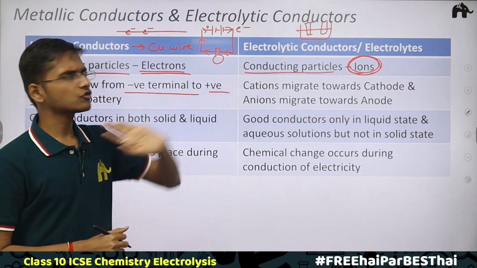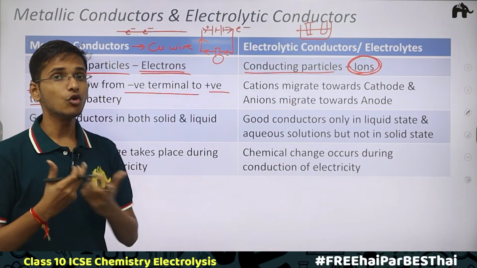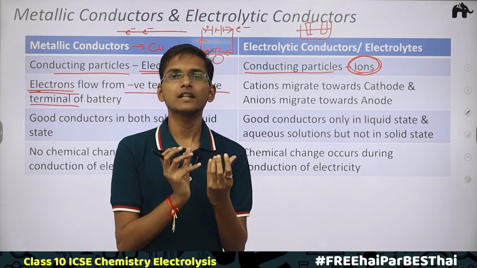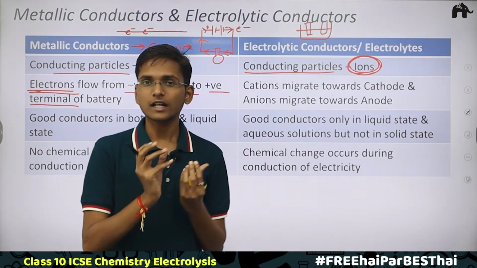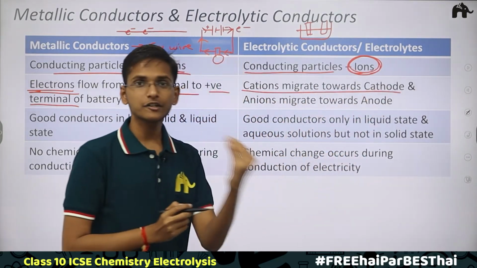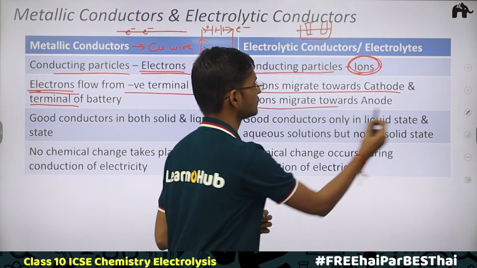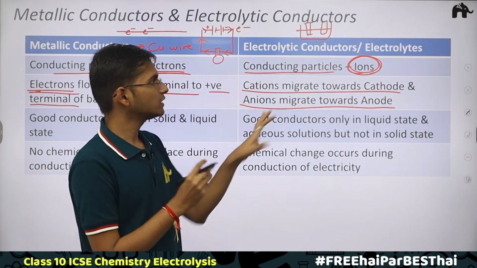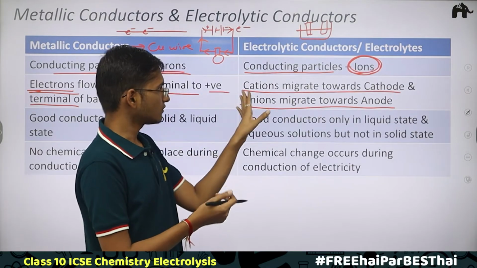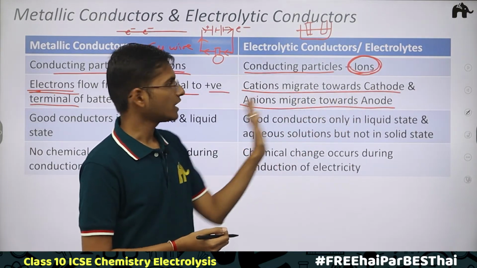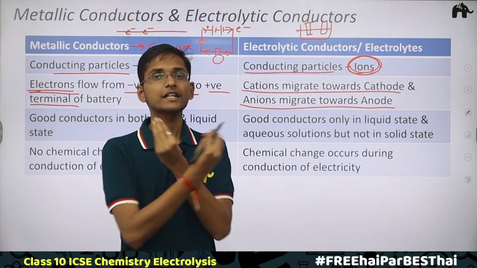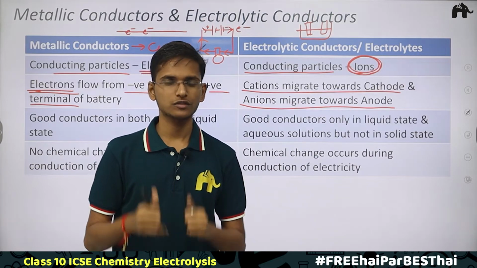Now, in electrolytic conductors or electrolytes, how is the flow of ions? We have studied ions, cations and anions conduct electricity, right? So cations migrate towards the cathode, anions migrate towards the anode. This is the movement of the conducting particles, or how they conduct electricity. In this way, electricity is conducted by the migration of ions to the respective electrodes. Clear?